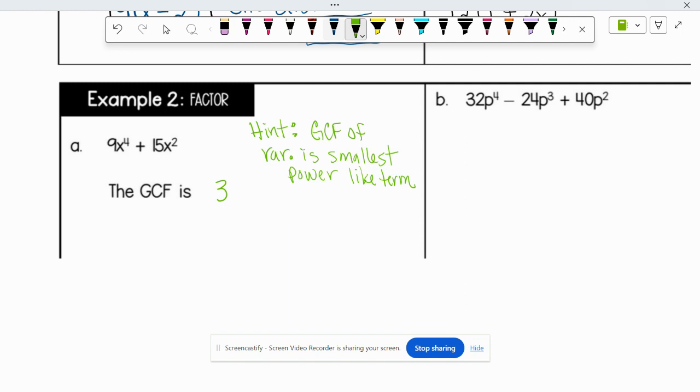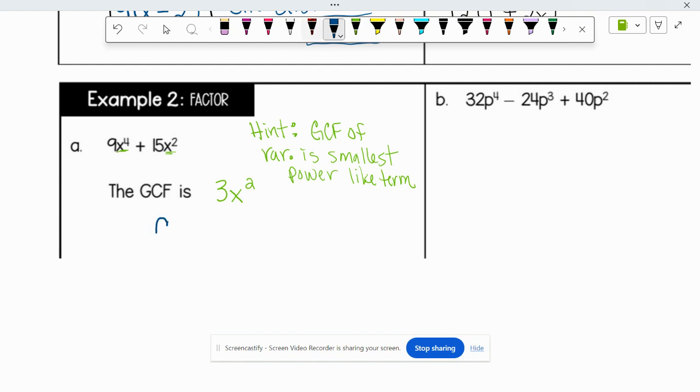So what is the smallest power of those two variables? I have x to the 4th and x squared. What's the smallest power? Which one is smaller, x to the 4th or x squared? X squared. So that means that I can take an x squared out of both of them. That is what my greatest common factor is going to be.